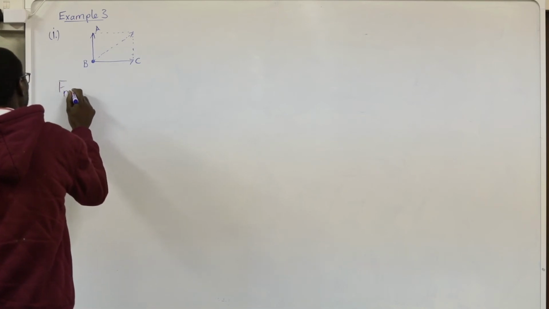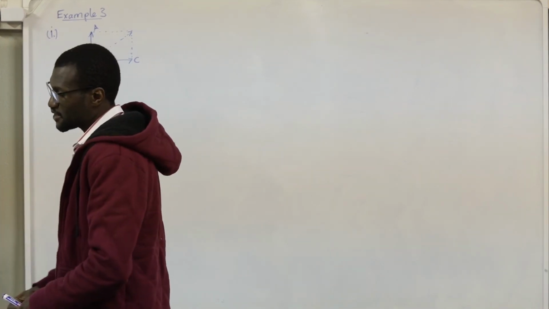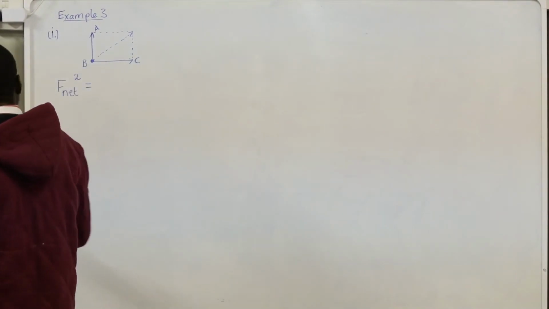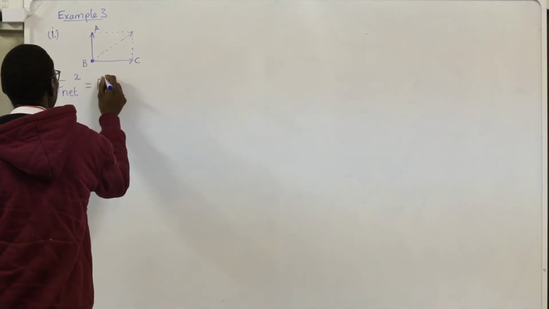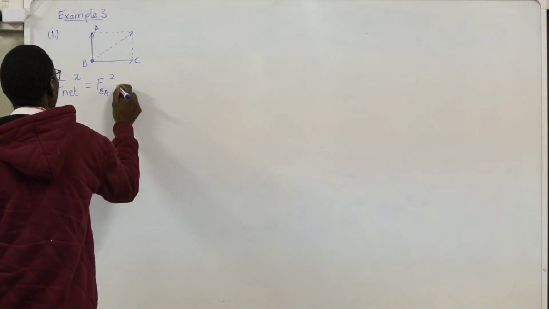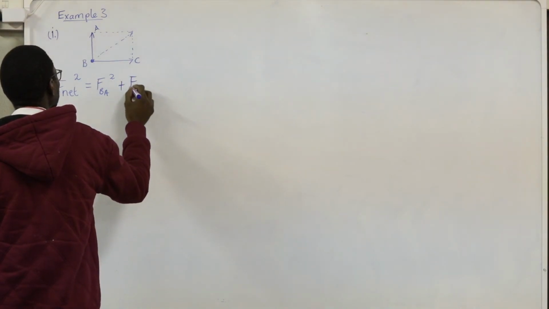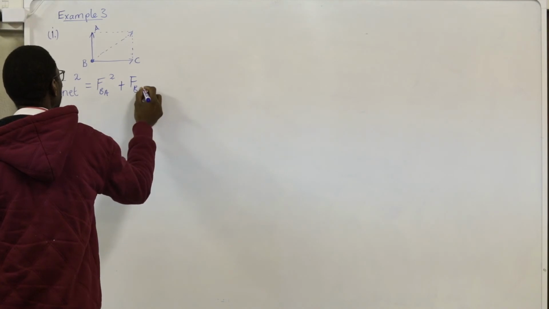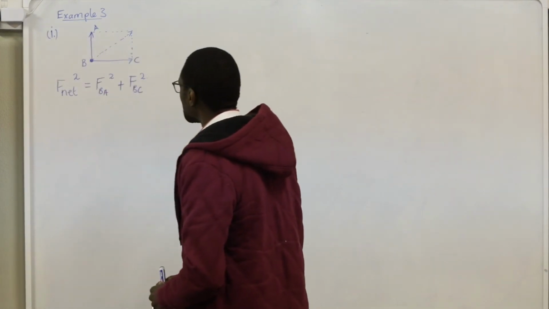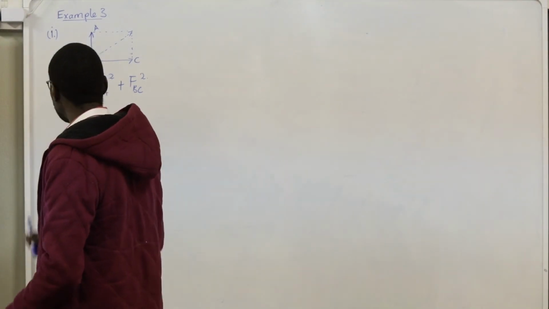F net squared. You would realize that this is a very common equation, Pythagoras theorem, is equal to force BA squared, plus force BC squared. All right? That's how I'm going to come up with the value of the F net.